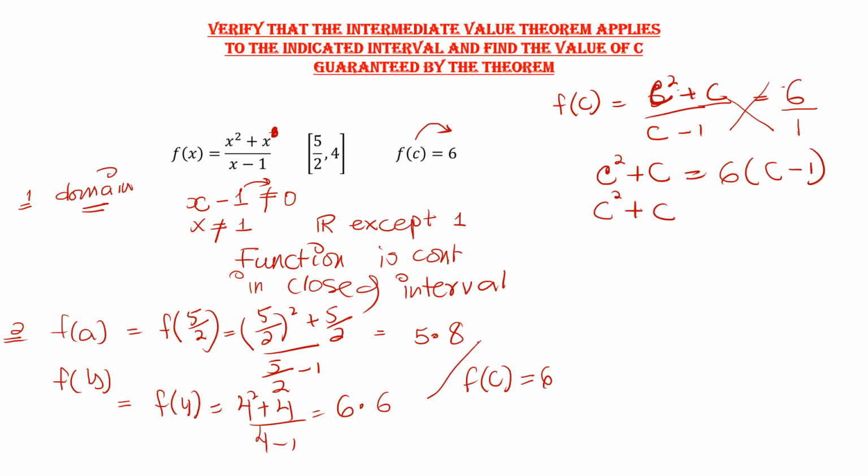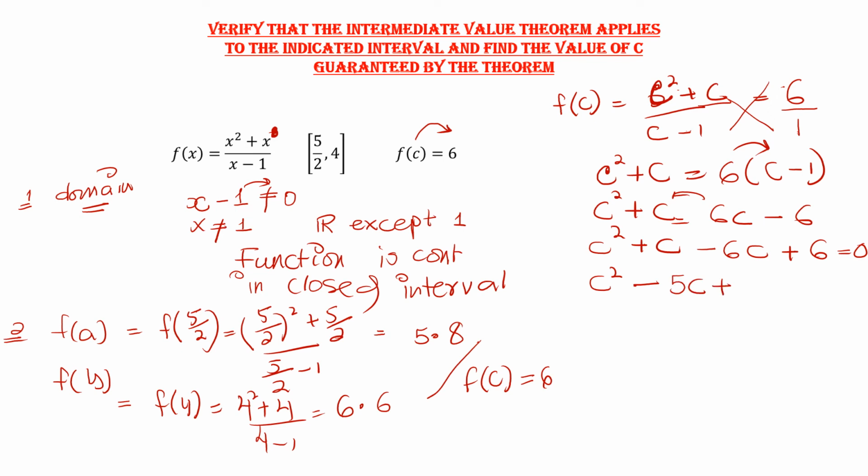Now solve the equation. 6 times c gives you 6c, and 6 times negative 1 gives you minus 6. Now bring everything to one side. That means c squared plus c, bring the 6c to the other side, it will give you minus 6c, and after that bring the negative 6 to the other side, it will give you plus 6 equals 0. So you will get c squared minus 5c plus 6.